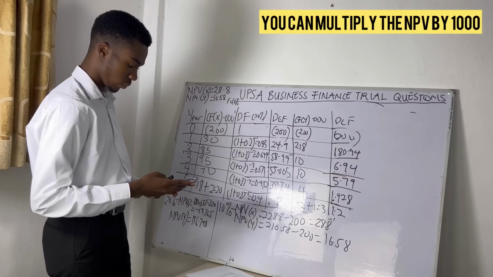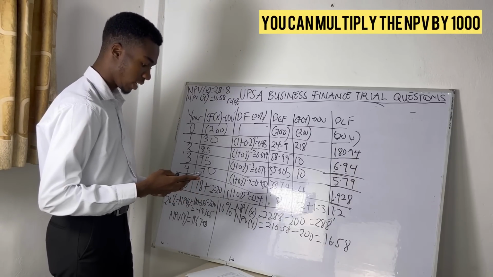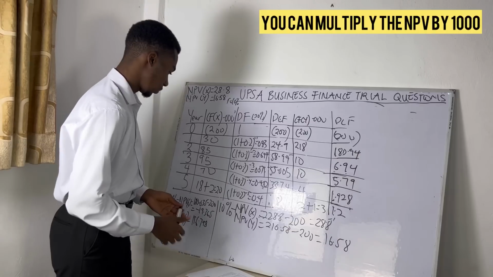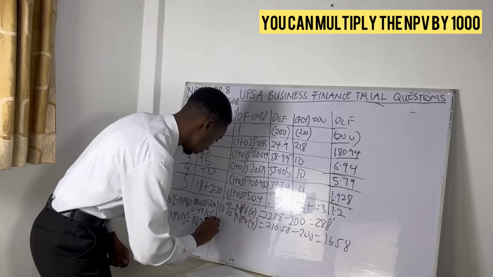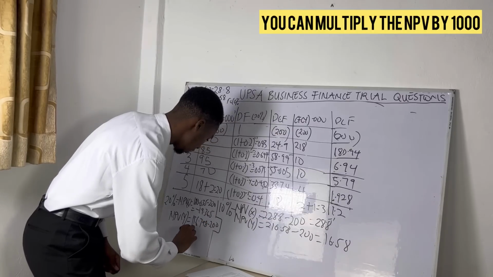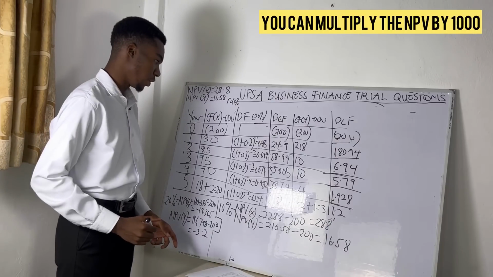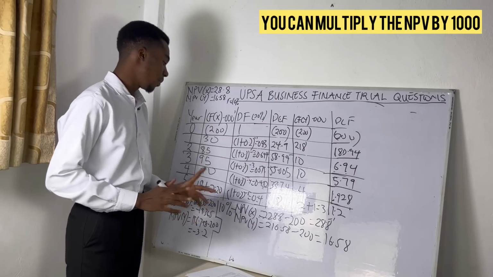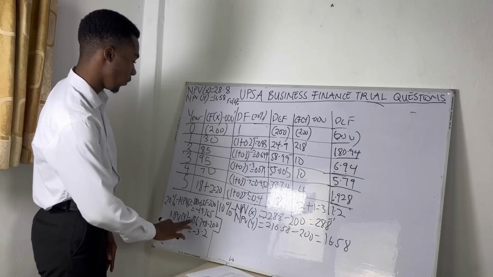196.798 minus 200. We are getting negative 3.2. So minus the 200. You are getting negative 3.2. Because I rounded it, you might get something different. So you might get negative 2 or negative 4 or something.